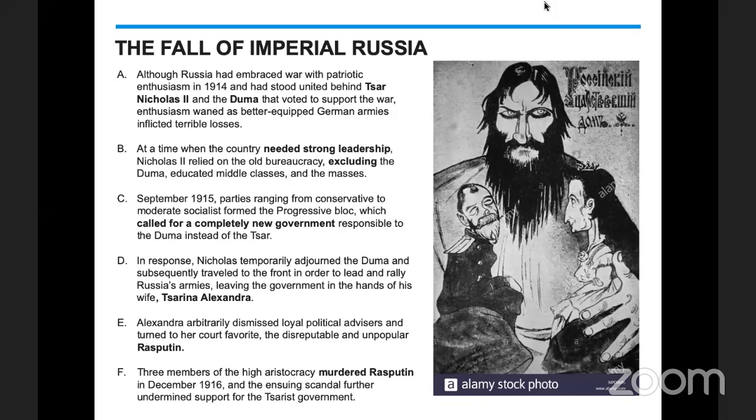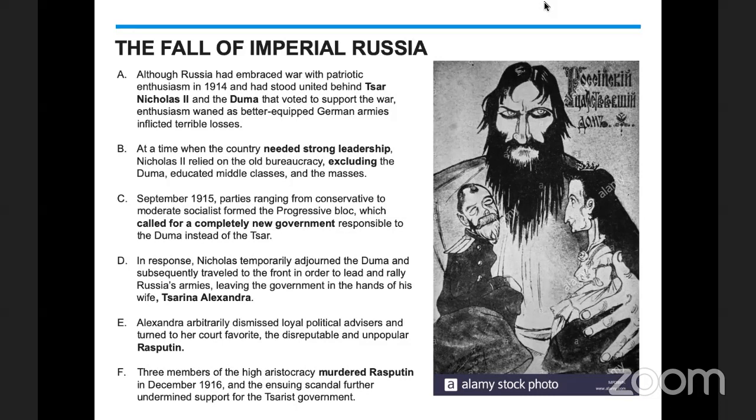So when we get to the fall of Imperial Russia, I'm going to talk about that cartoon on the right in a second, but let's just go through the content real quick. Russia embraced war, as all nations did, in great enthusiasm. They were certain they were going to win. There was patriotic sentiment: we're going to stand behind our Tsar. The Duma also voted to support the war. And then at a time when the country needed strong leadership, Nicholas II relied on the old bureaucracy and excluded the Duma, the educated middle classes, excluded the masses. And instead, if you think about the reading we did, a day or two ago, about Russia's readiness for war, I think it was on Wednesday, you can see that they're not ready.